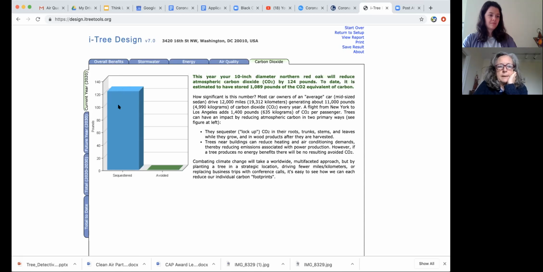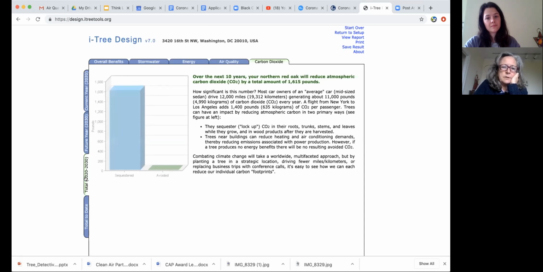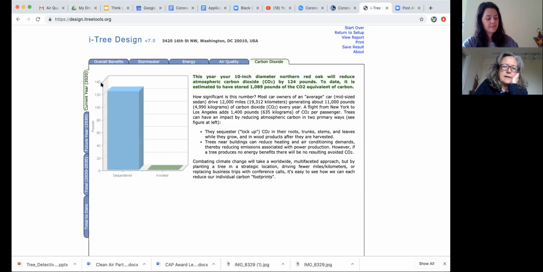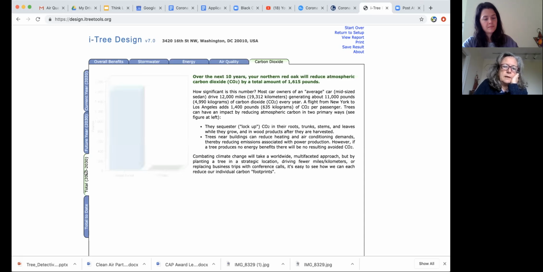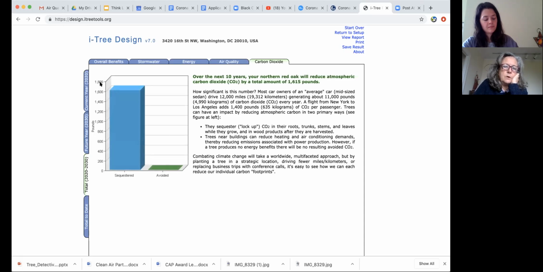So a couple other things about this graph or this app. You can look at future years. We can switch. So for example, we can look at current year and total years. And what you'll see is that the vertical axis changes, right? This is from 0 to 140 pounds. And on this one, it goes from 0 to 1,800 pounds, right? So you need to really pay attention. And basically, over a 10-year period, this northern red oak will sequester a lot more carbon dioxide.